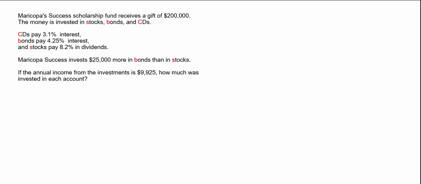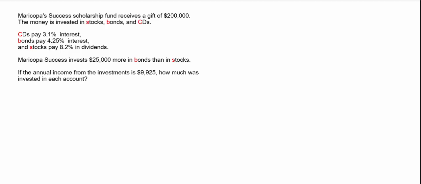In this problem, we have a scholarship fund that receives a gift of $200,000. It's decided that the money will be invested into 3 different accounts: stocks, bonds, and CDs. CDs pay 3.1% interest, bonds pay 4.25% interest, and stocks pay 8.2% in dividends. It's also decided that the $200,000 will not be distributed equally. In fact, they invest $25,000 more in bonds than in stocks.